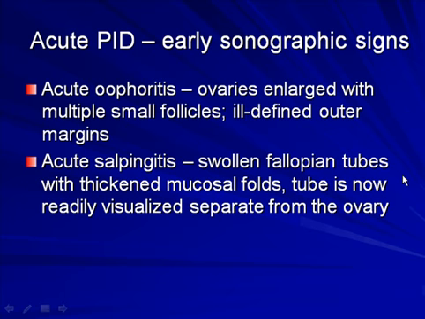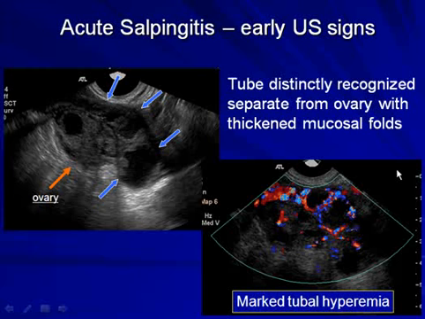With further progression, we have acute salpingitis, in which there are swollen fallopian tubes with thickened mucosal folds, and the tube, which is normally not visible at all, is now readily visualized, but still separate from the ovary. So here is an example of a slightly enlarged ovary and a swollen edematous fallopian tube. Notice that the mucosal folds here are thickened and blunted, but we can still recognize the fallopian tube, here pointed to by blue arrows, as a distinct structure from the ovary.